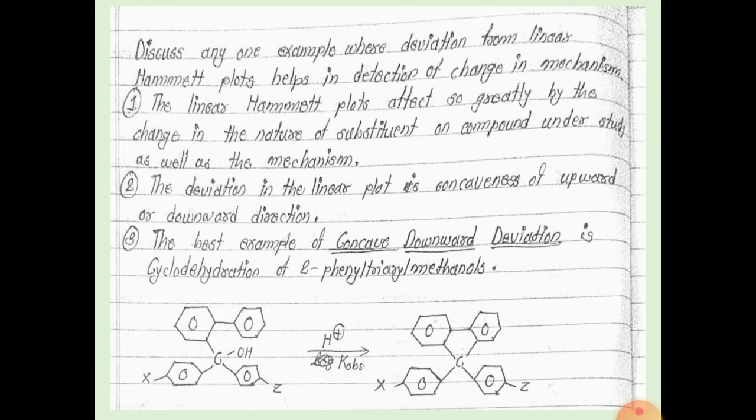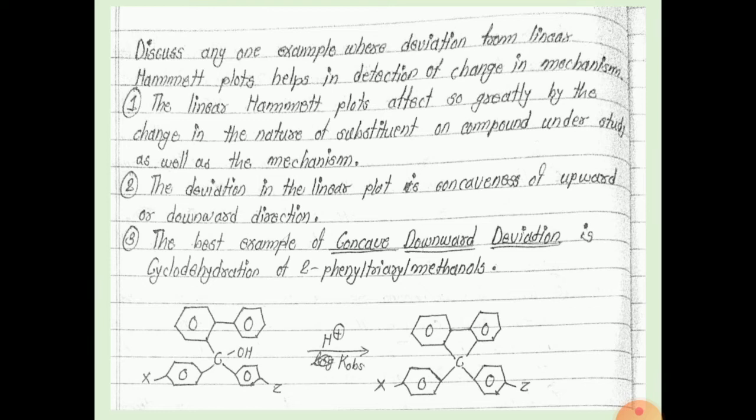What is the question at this point? Discuss one example where deviation from the linear Hammett plot helps in detecting a change in the mechanism. Firstly, the linear Hammett plot is greatly affected by the change in the nature of the substituent on the compound under study, as well as the mechanism. The deviation in the linear plot is a consequence of an upward or a downward direction.